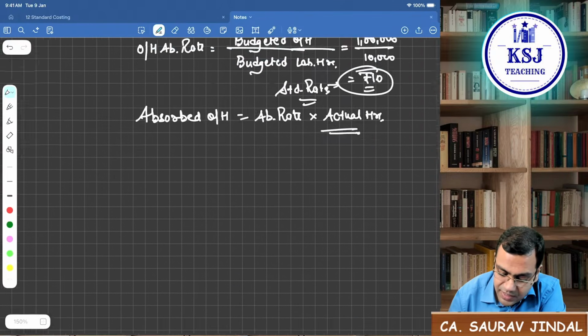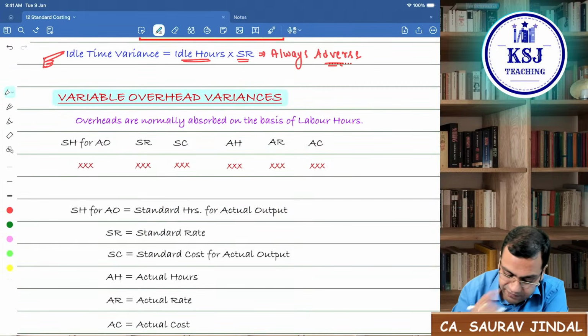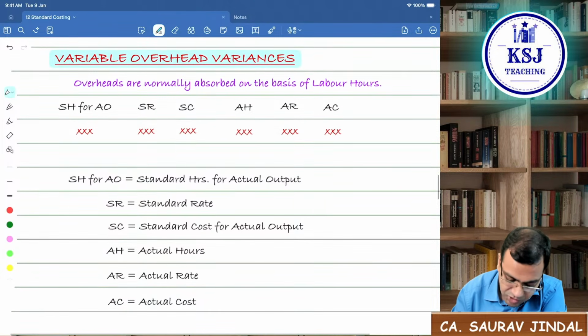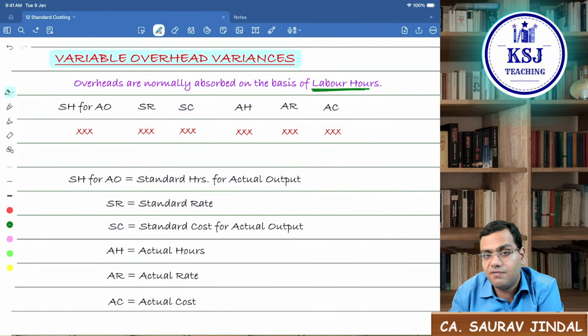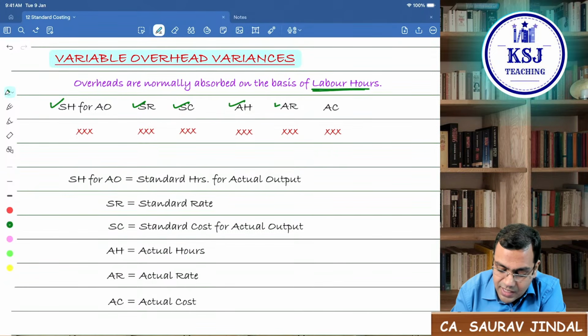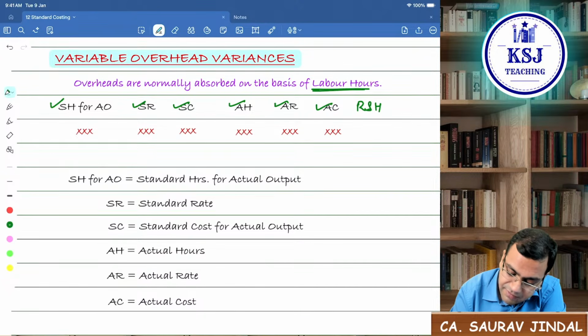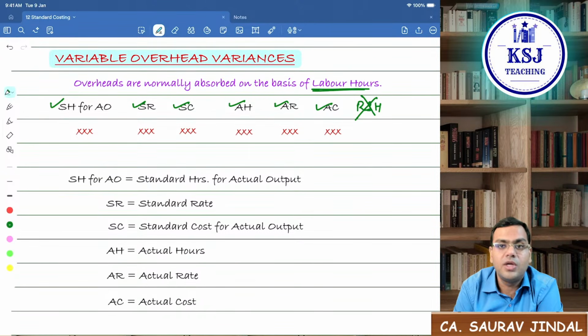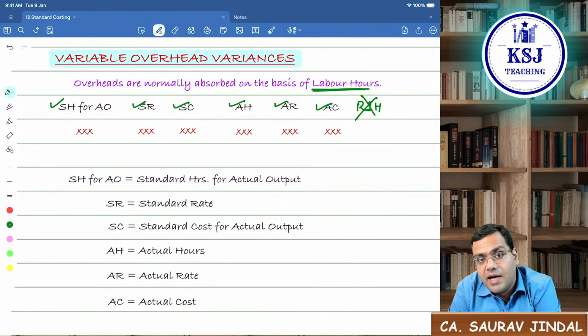So when we are making the table of these variable overhead variances, normally absorbed on the basis of labor hours, that is what I have written. If you are doing it on the basis of labor hours, the table will be the same as for labor: standard hours for actual output, standard rate, standard cost, actual hours, actual rate, and actual cost. There will be no revised standard hours. That is only in case of material and labor variance, right? So here this much will be the table.